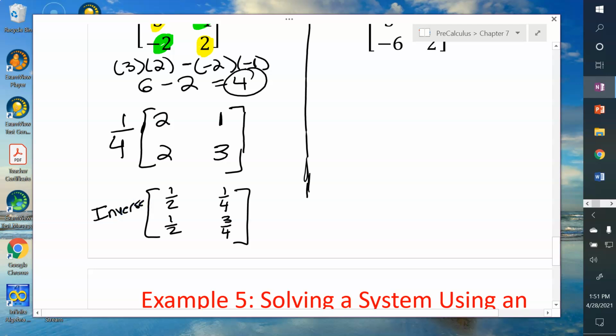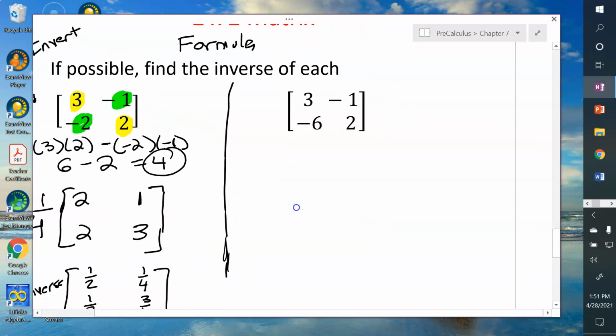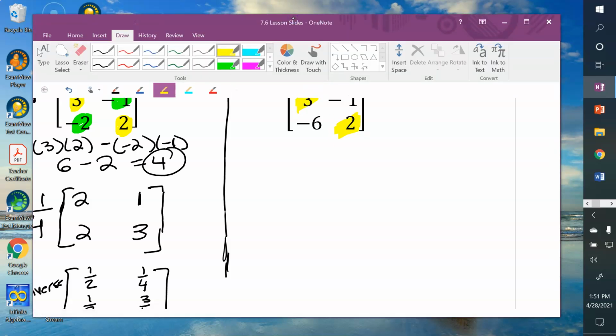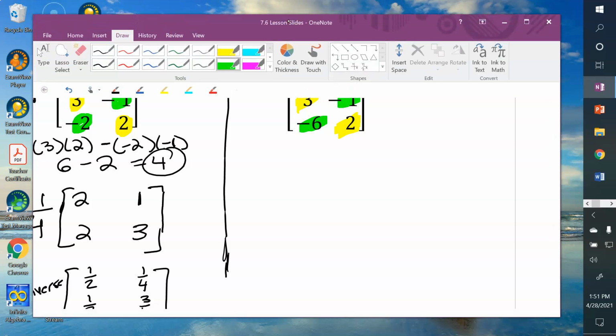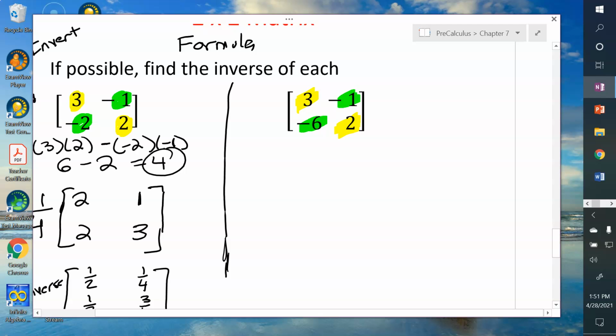Okay. The other one, let's look at this one. Again, on the main diagonal, I'm going to highlight that in yellow, and then the other one, I'm going to highlight in green. The first thing I'm going to figure out is, can I even invert this matrix?